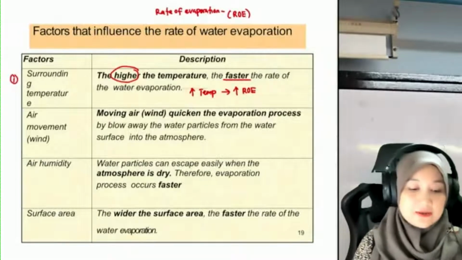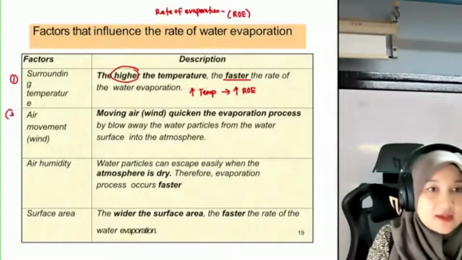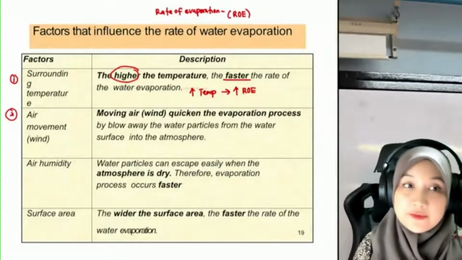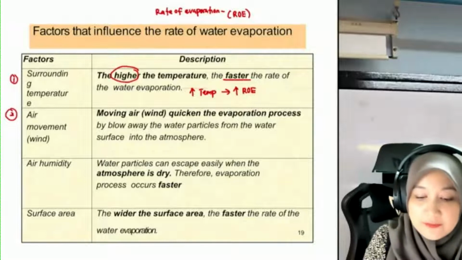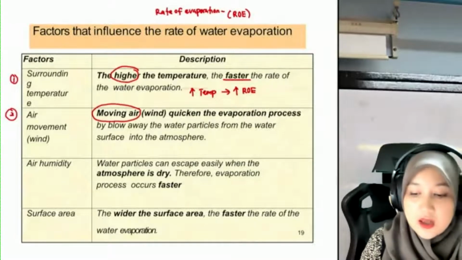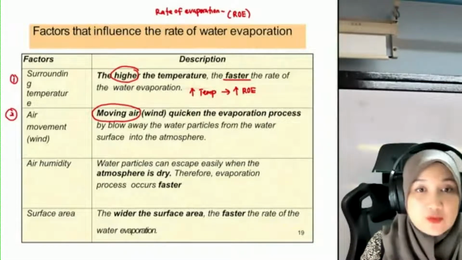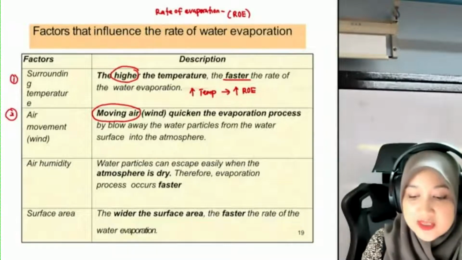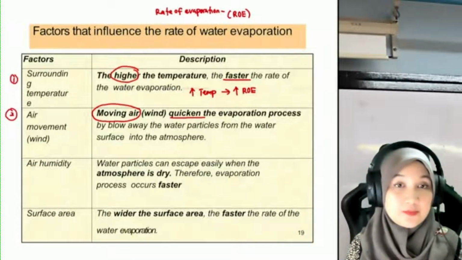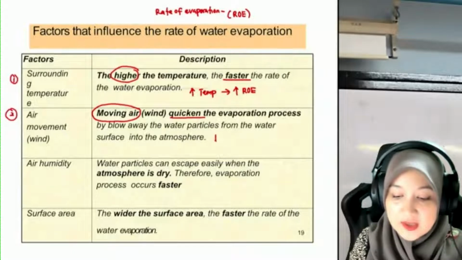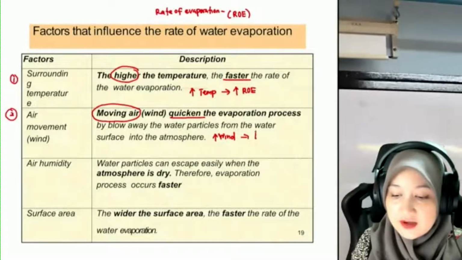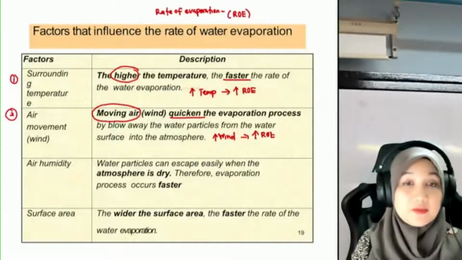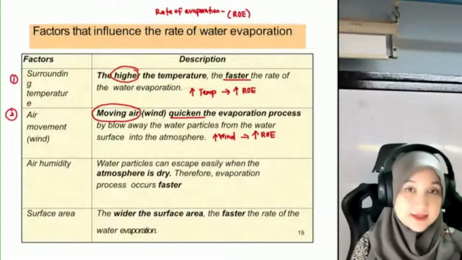Number two, the second factor, is air movement. The wind. If the wind is moving, what will happen to the evaporation process? It will quicken the evaporation process. So when there is more wind, the rate of evaporation also becomes higher.